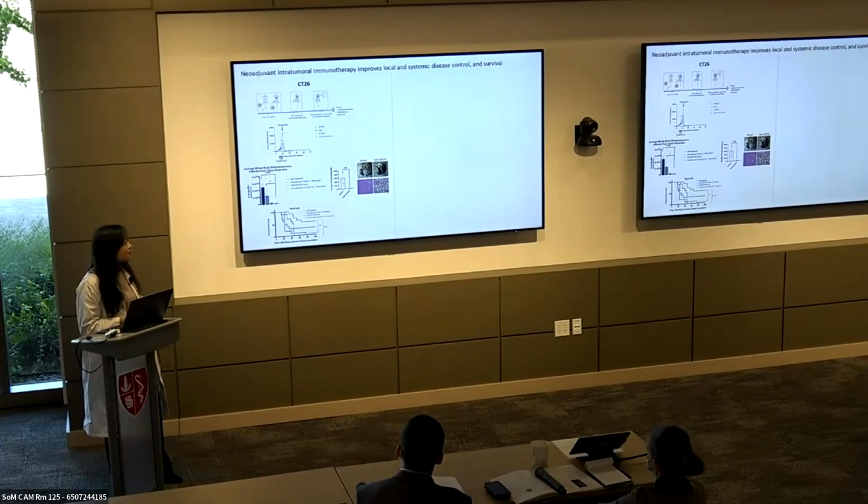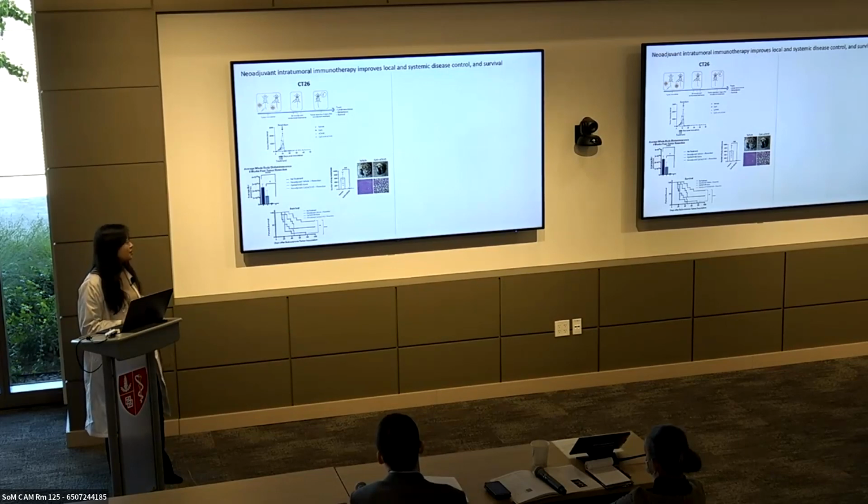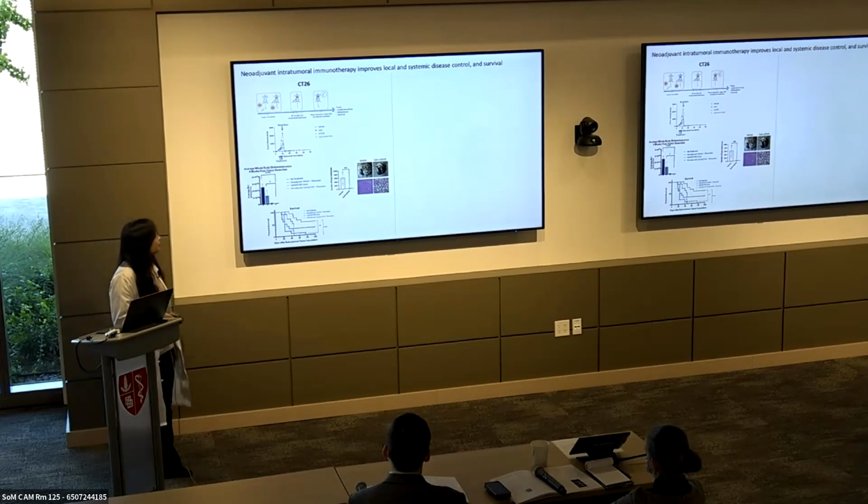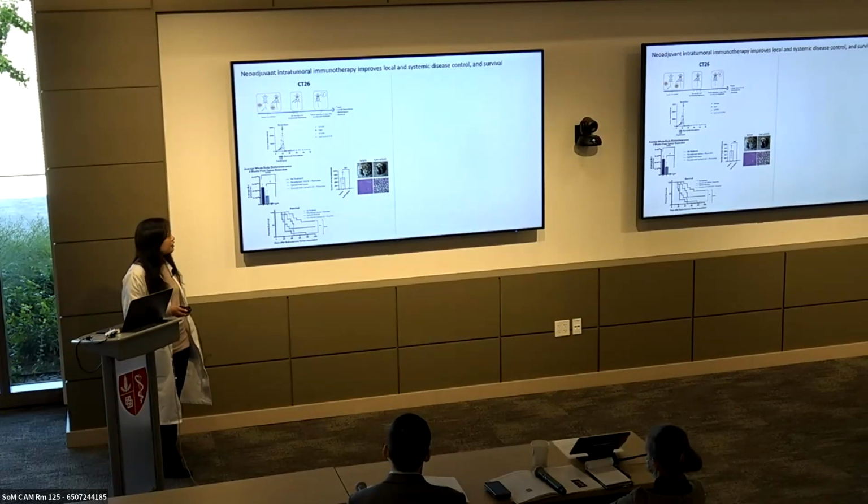In order to investigate the use of neoadjuvant immunotherapy, I started with a simulated model of both local and systemic disease. The cell line I used was CT26, which is a murine colorectal carcinoma cell line. To simulate local disease, I inoculated the tumor cell line into the flank of wild-type BALB/c mice. And then to simulate systemic disease, I inoculated the tumors through the tail vein to achieve pulmonary metastases.